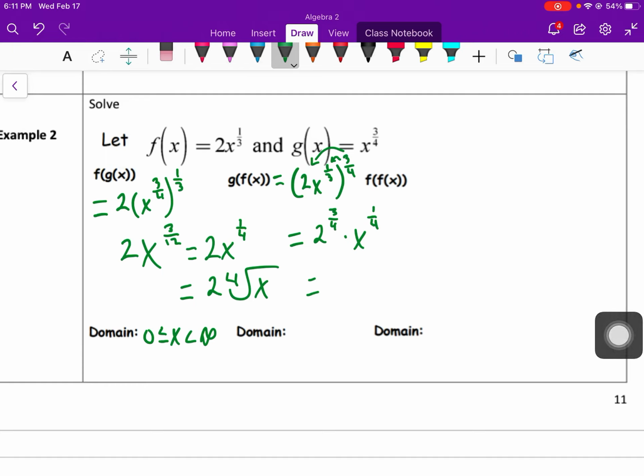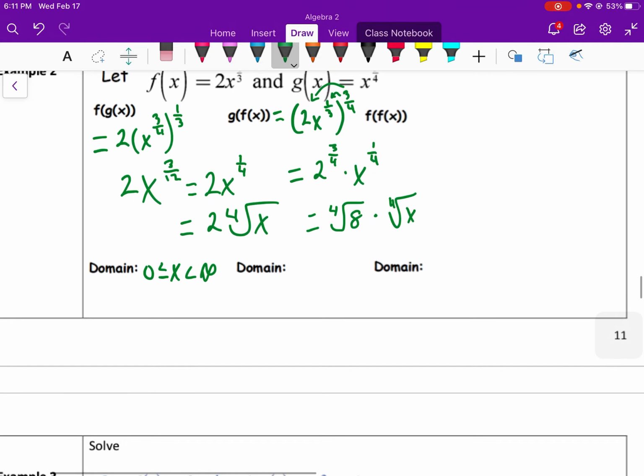So then we have the 4th root of 2 cubed, so that'd be 8, times x to the 4th, which then becomes the 4th root of x. We now can combine, because our roots or our indexes are the same, so we can multiply the inside, so that becomes the 4th root of 8x.